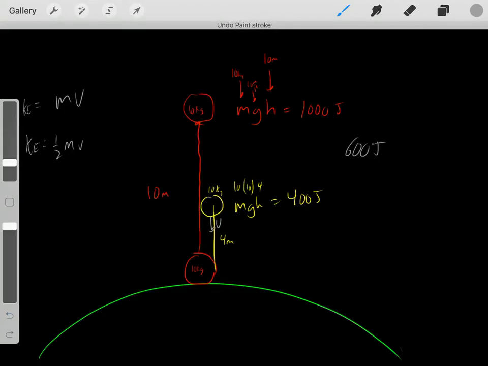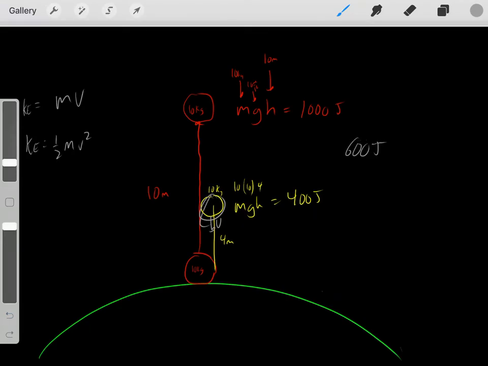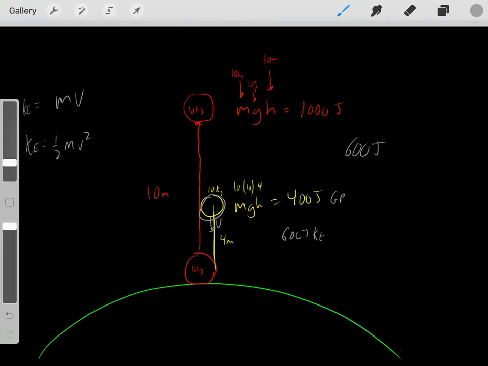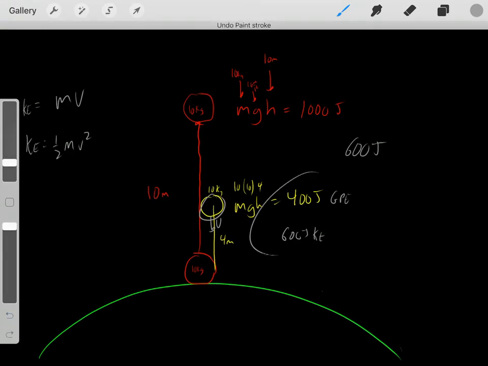So this ball is moving, and therefore it must have kinetic energy. How much? It must be 600 joules of kinetic energy. That explains it: this ball now has 600 joules of kinetic energy, and again, we saw it had 400 joules of gravitational potential energy. In total, that's 1,000 joules.